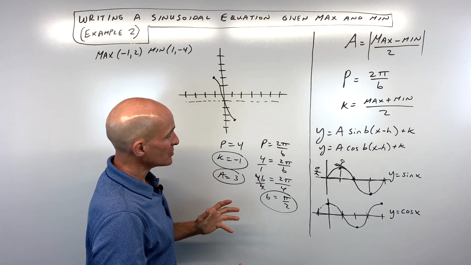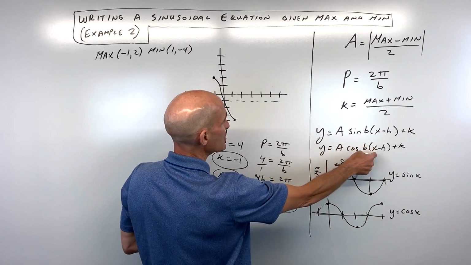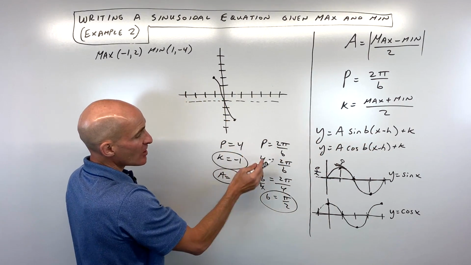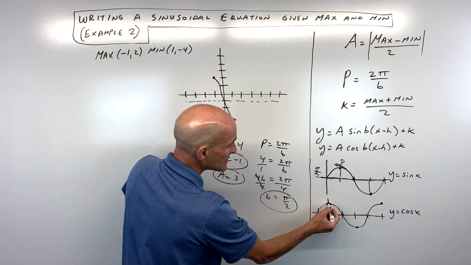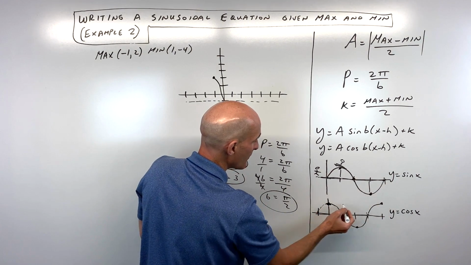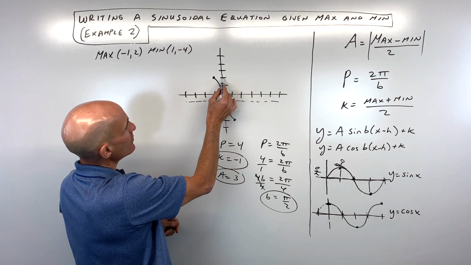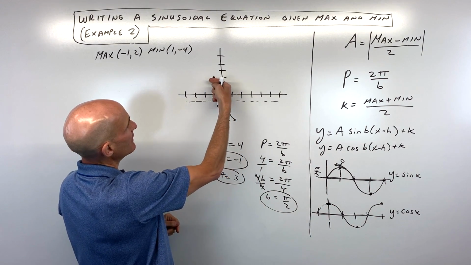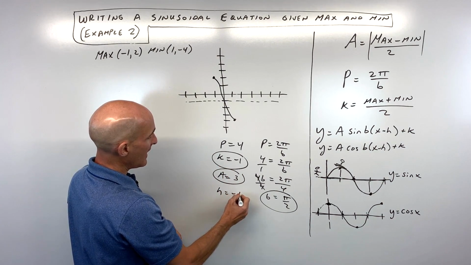Now the next thing I like to do is the horizontal shift, the phase shift. That's our h value in these equations here. I like to start with the cosine graph because cosine starts right at the maximum, right on the y-axis, and it goes down to the minimum, back up to the maximum. So here, if we were doing a cosine graph, you can see normally the cosine would start here. It's shifting left 1. So we're going to say that h is equal to -1.